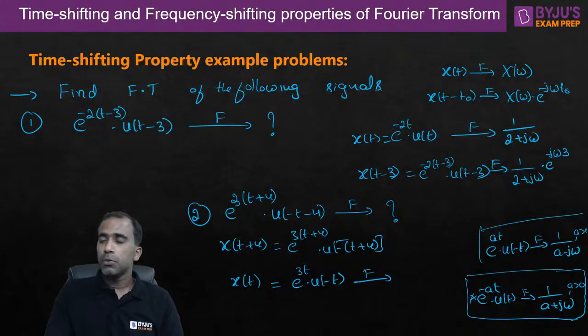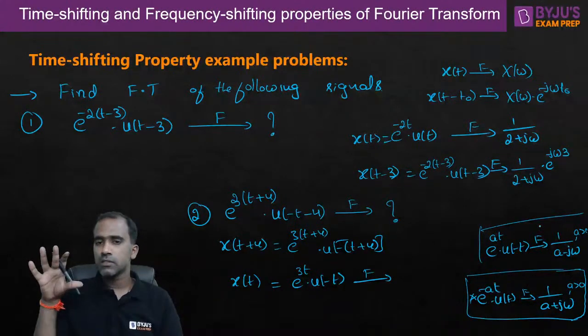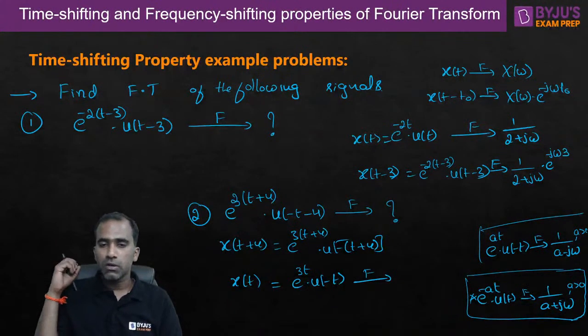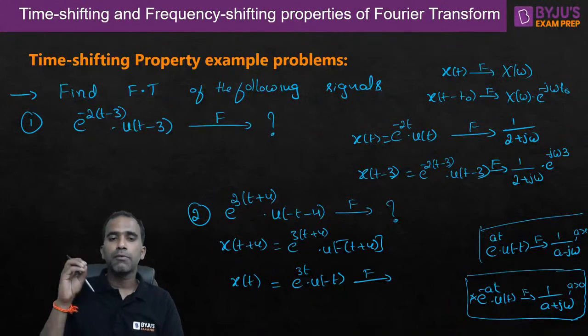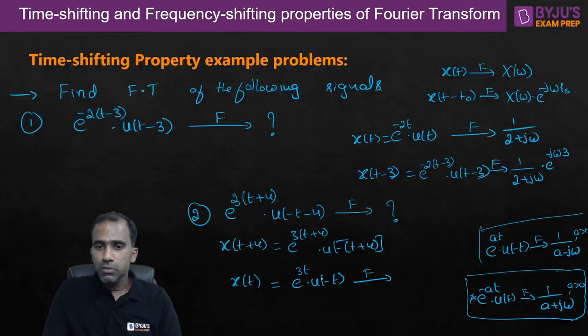Okay. You don't need to remember many Fourier transform formulas. Only few, 4 or 5 Fourier transform formulas. That is more than sufficient. You can solve all the questions with the help of properties only. Right. So this is looking in this format. So what is the Fourier transform for this one? It is 1 by a minus j omega. In place of a here, we are having 3. It is 1 by 3 minus j omega.